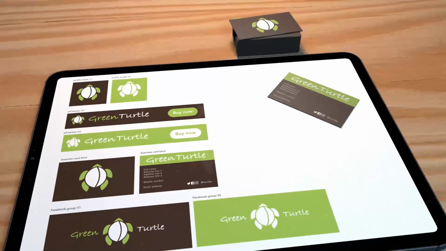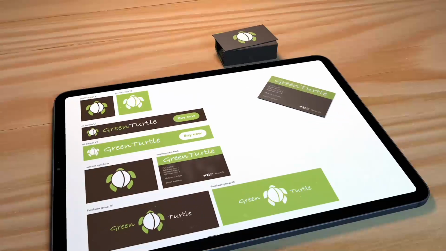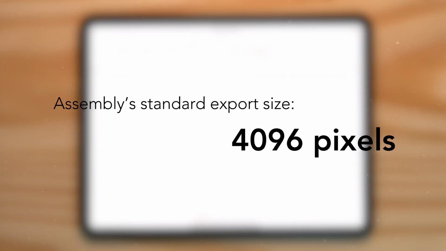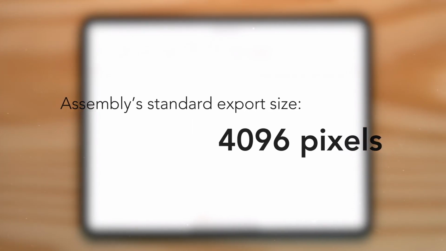Let's get started. The first thing we need to do is optimize our images for Squarespace. Assembly's standard export size for an image is 4096. We need to reduce this to below 2500.